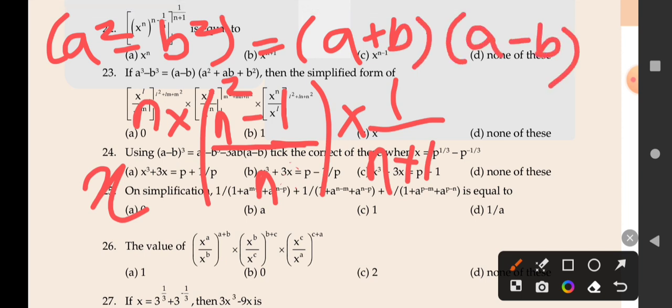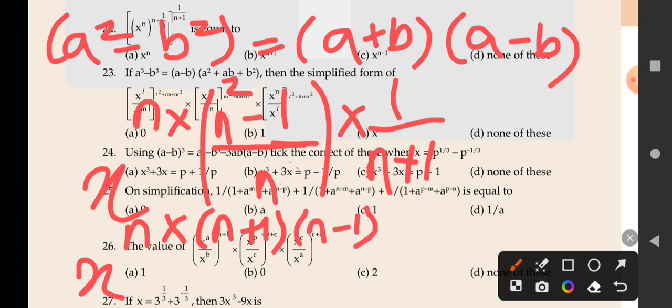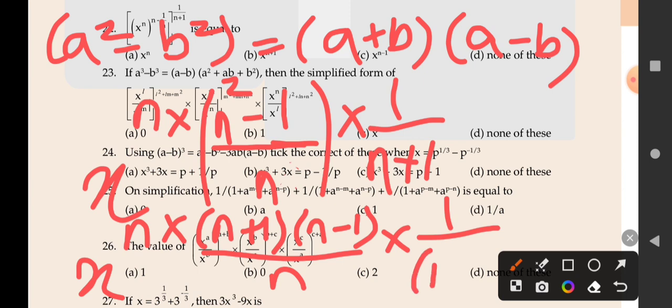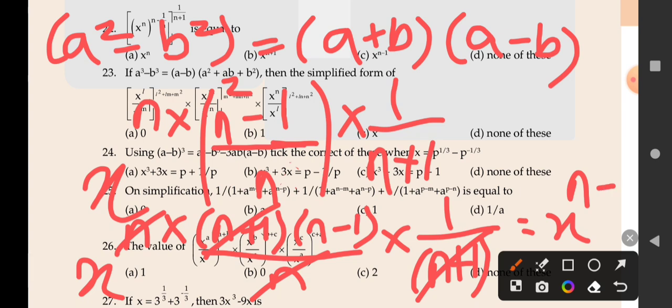So let us expand n square minus 1. So what do we have? x raised to n into n plus 1 into n minus 1 divided by n into 1 divided by n plus 1. So n plus 1 cancelled. n cancelled. So we have x raised to n minus 1. Option number C. Correct.